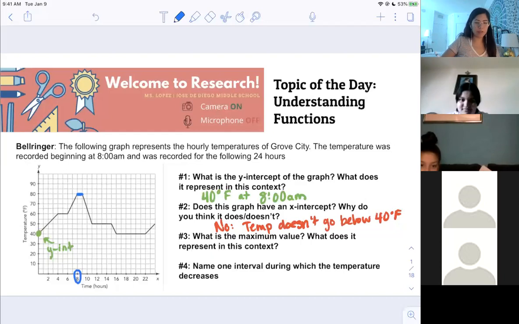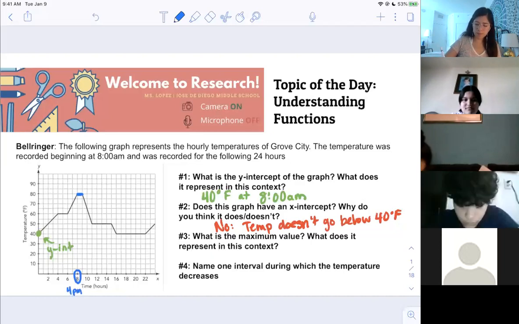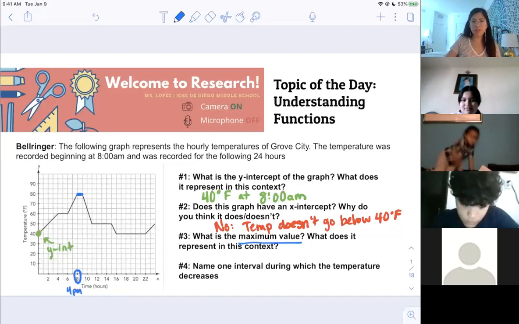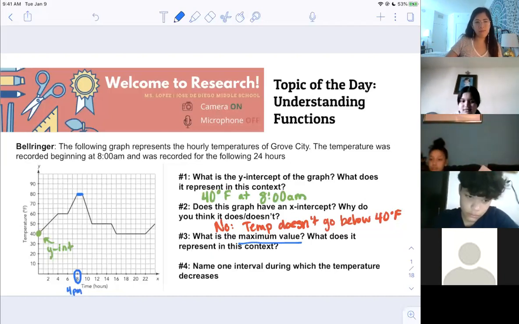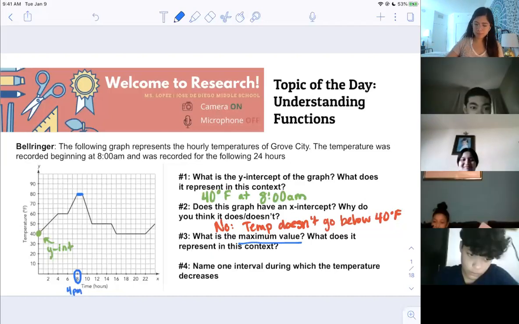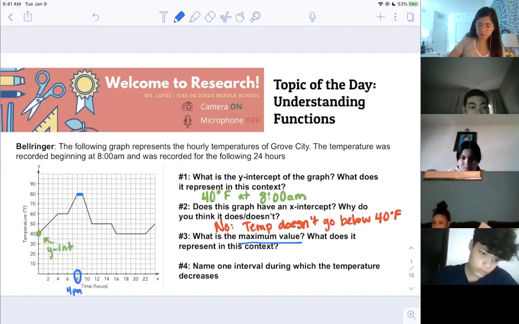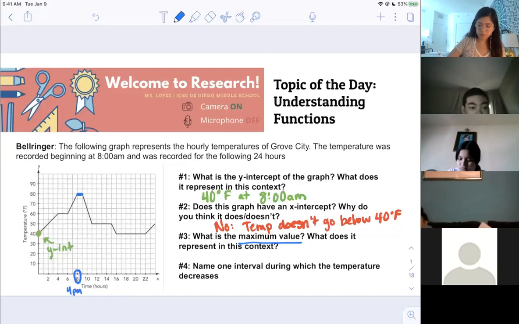Who would like to put that into a sentence? What did we just say about number 3? Can anyone summarize what we just said? So you said, what is the maximum value, right? Since it goes up to 80 before it decreases, the maximum value is 80. Yeah. All right. So it goes up to 80 degrees at 4 p.m.